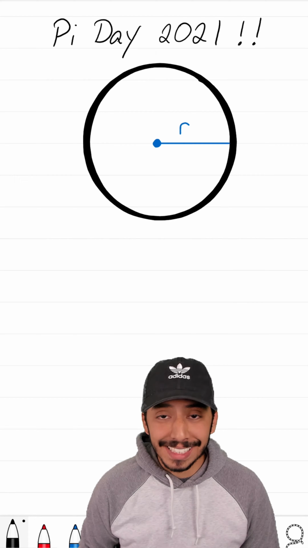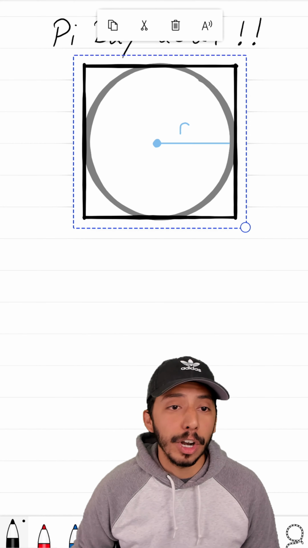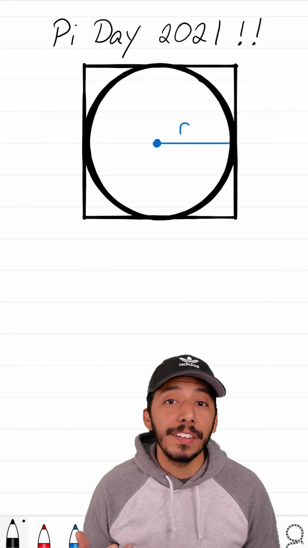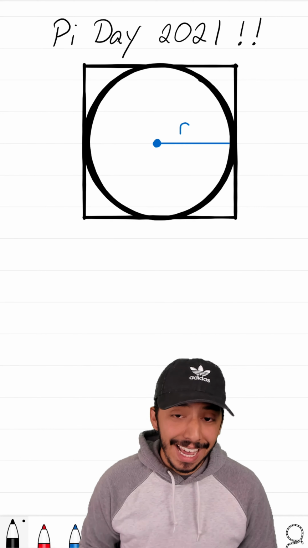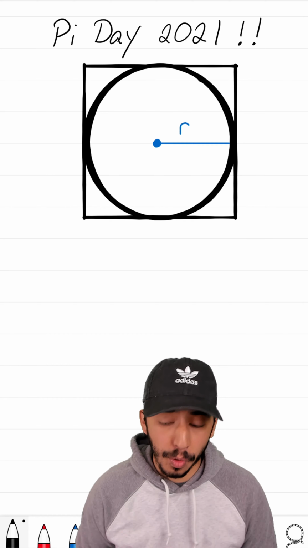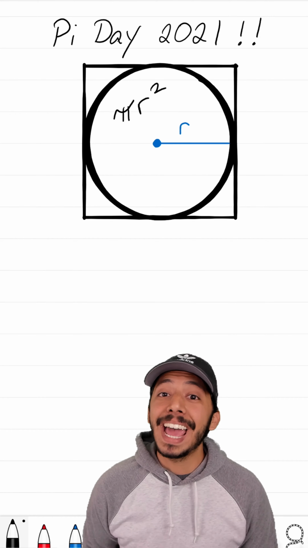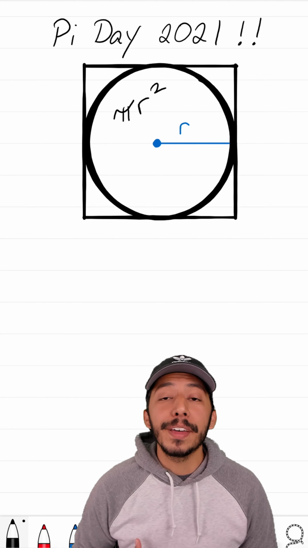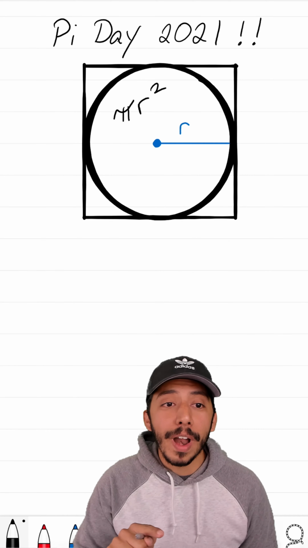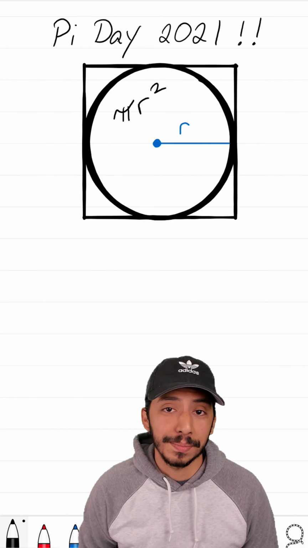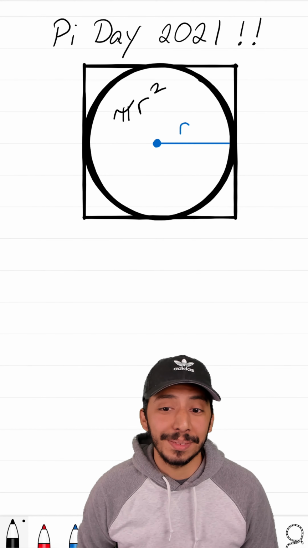The way they did this is that they would create a square that would go around the circle, and they would try to find the area of that square. Now today, we have an area formula for a circle. It is pi r squared, but they didn't have that back then. So their method was to build a square around that same circle and to find the area of the square. Now this is how they would do it.